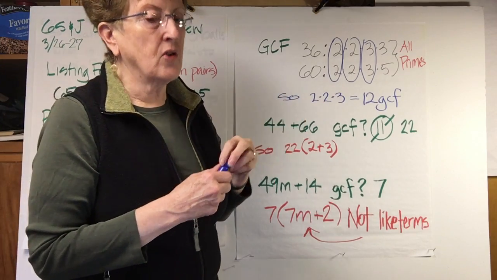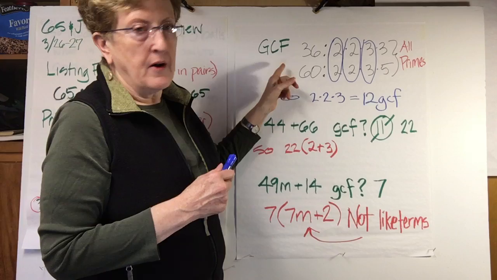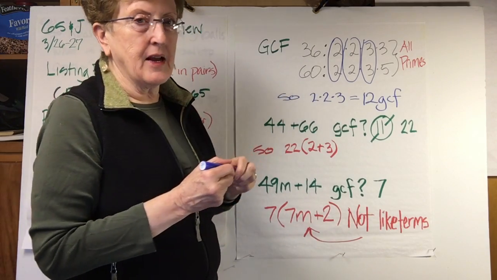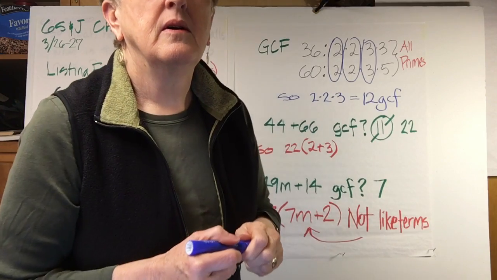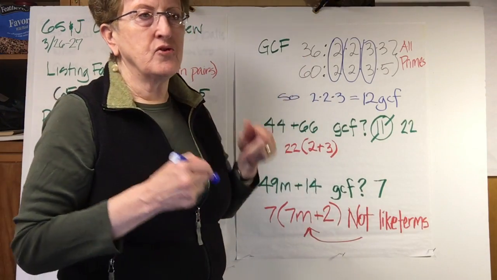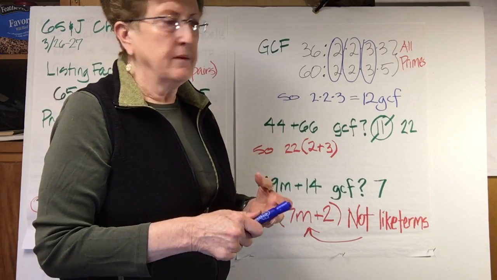I have one more thing to talk to you about from the review, and that is the GCF of two numbers. Let's take 36 and 60 as an example. I think you can see it. Yeah. And I'm going to use just primes. So I'm always going to try and start with either 2 or 3.